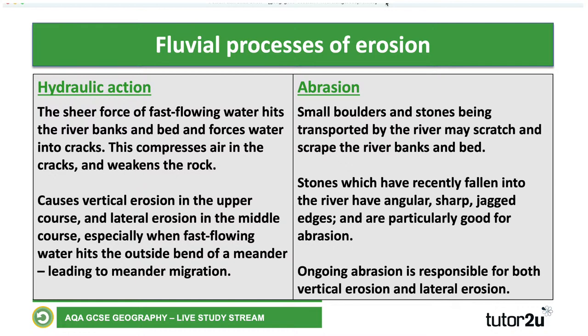Okay, we talked about abrasion. We just said the small boulders and stones are being transported by the river. They scratch and scrape that riverbank and bed as they move along. And I also mentioned that those stones that have recently fallen into the river are quite angular. They're quite sharp and jagged. They are particularly good for abrasion. They will scrape the riverbed along quite nicely as they move along. And ongoing abrasion is responsible for both vertical and lateral erosion.